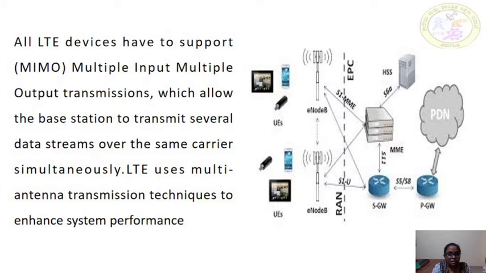LTE uses multi-antenna transmission techniques to enhance the system performance. You can observe a simple diagram regarding an LTE network which has different eNodeBs. These eNodeBs are called towers, from where the signals are transmitted to the MME, and again that has to be transferred to the PDN.